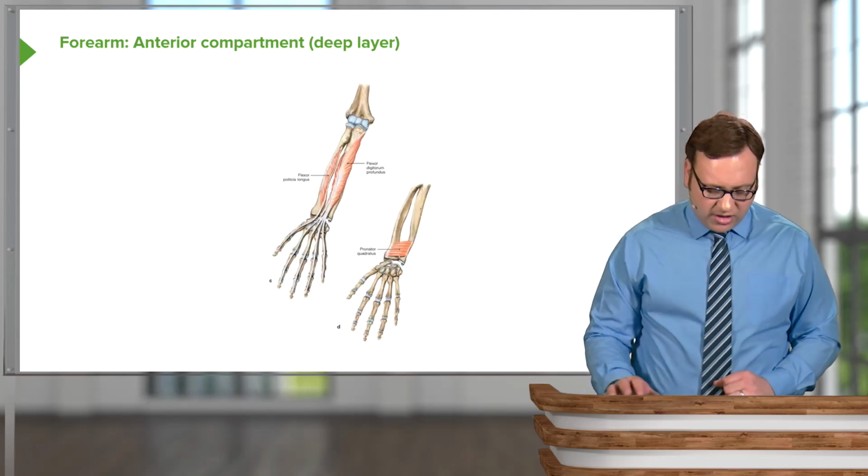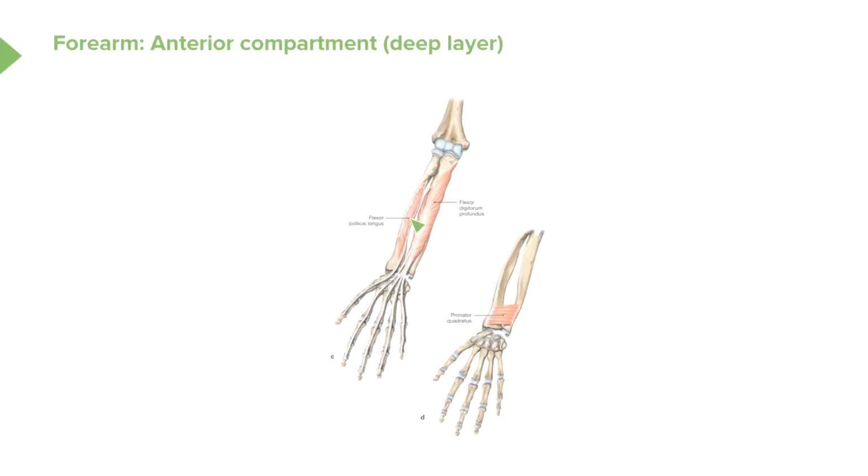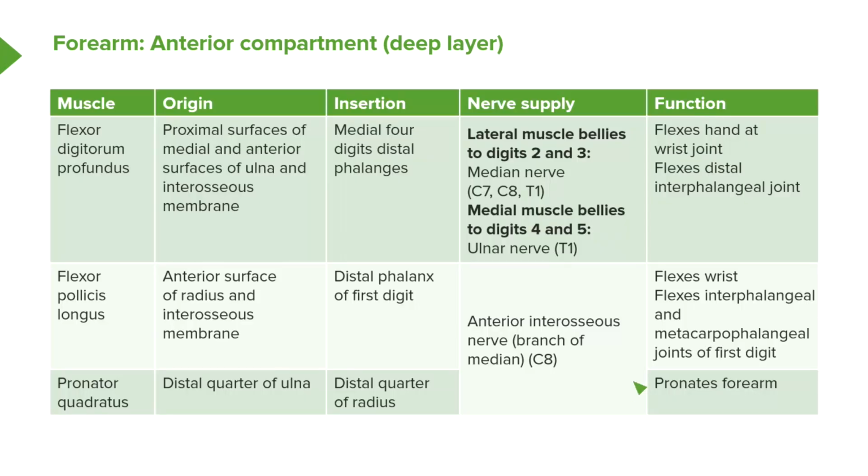If we go back and look at flexor pollicis longus, we can see this is really coming from the radius, and this gives a long tendon that goes and attaches to the distal phalanx of the thumb. So flexor pollicis longus, running from the anterior surface of the radius and also the interosseous membrane, passes to the distal phalanx of the first digit, being your thumb.